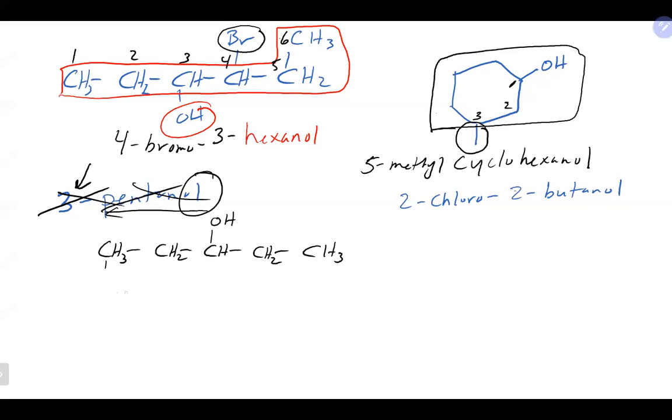If you wanted a line structure, you would do the same thing. You would start with the 6 carbons, 1, 2, 3, 4, 5, and one more makes 6. So 1, 2, 3. Do an OH.